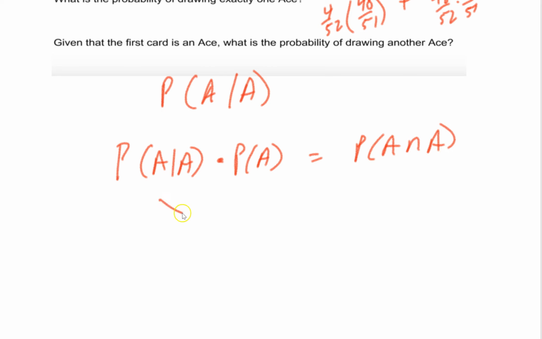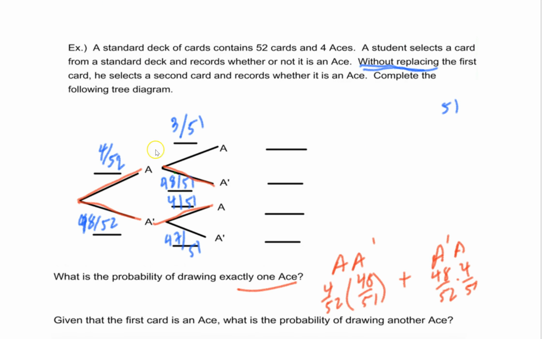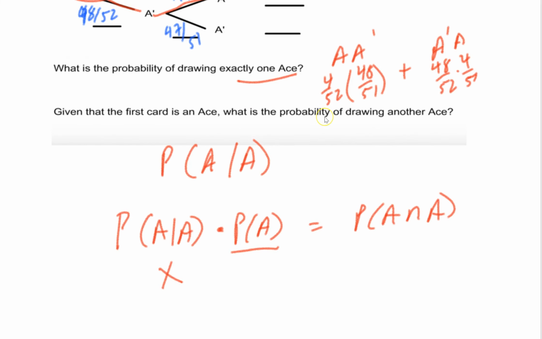So again, I'm looking for this. And now I got to find what the probability of A is. Now the probability of A is just straight up the probability of ace, right here. 4 out of 52. Now a lot of times I like to build up and use the answer from here, but this one's slightly different. What's the probability of getting an ace? Well, there's 4 aces out of 52.